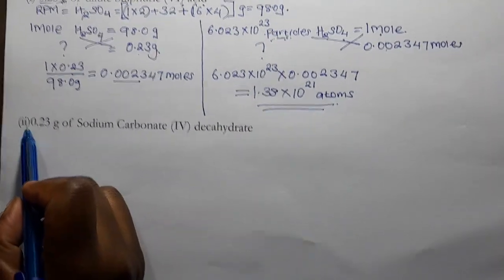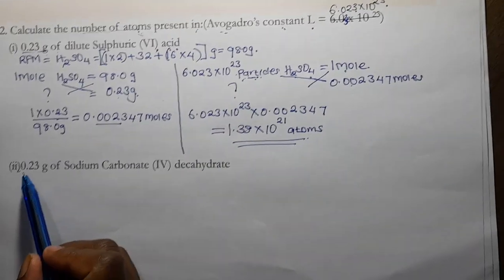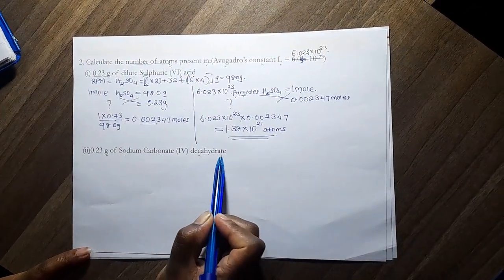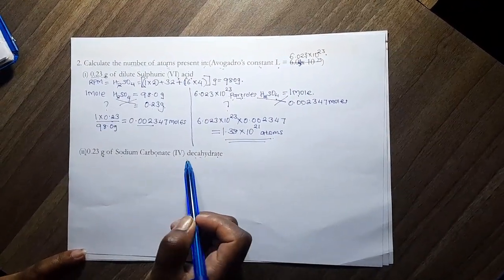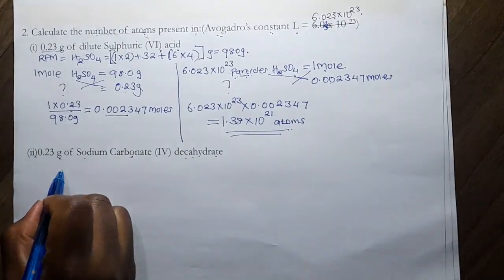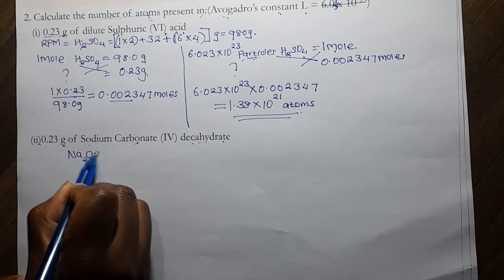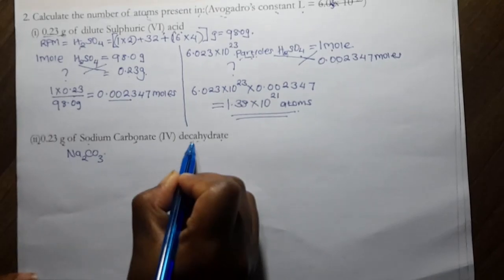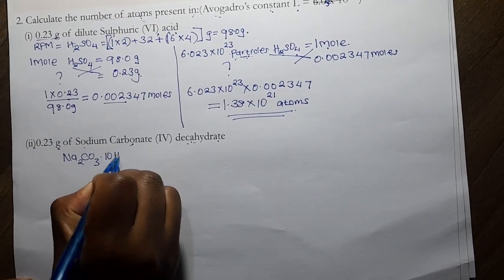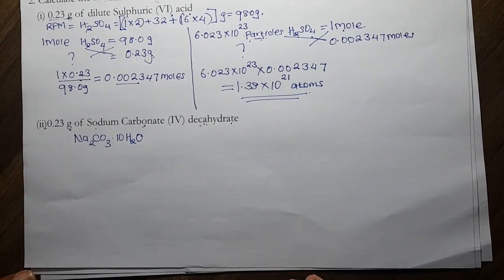Okay, question 2, we are finding the number of atoms present in 0.23 grams of sodium carbonate decahydrate. So we need first to get the formula of sodium carbonate decahydrate. So we have sodium carbonate, then decahydrate means 10 molecules of water. So that is the formula of sodium carbonate decahydrate.